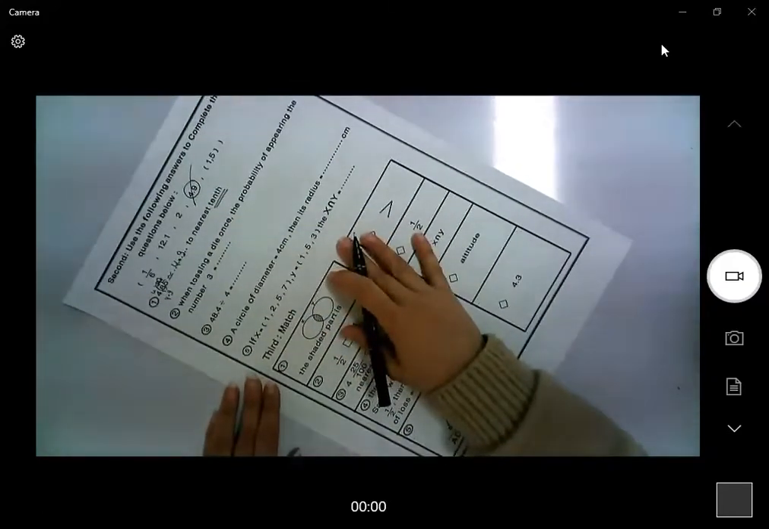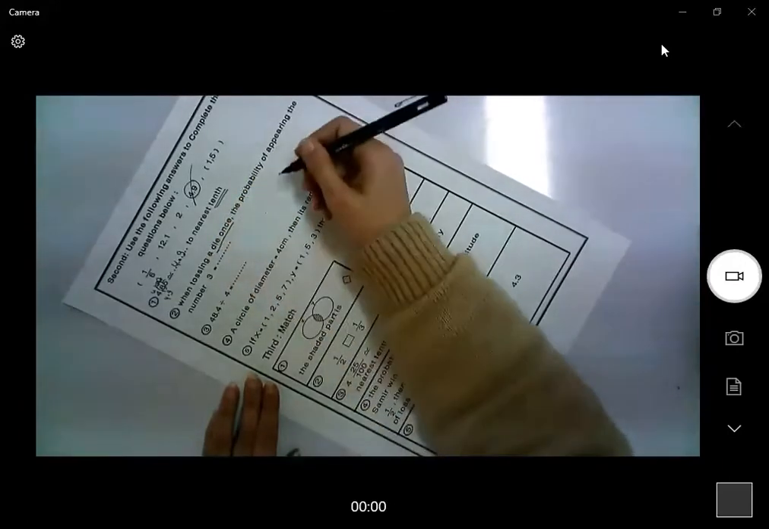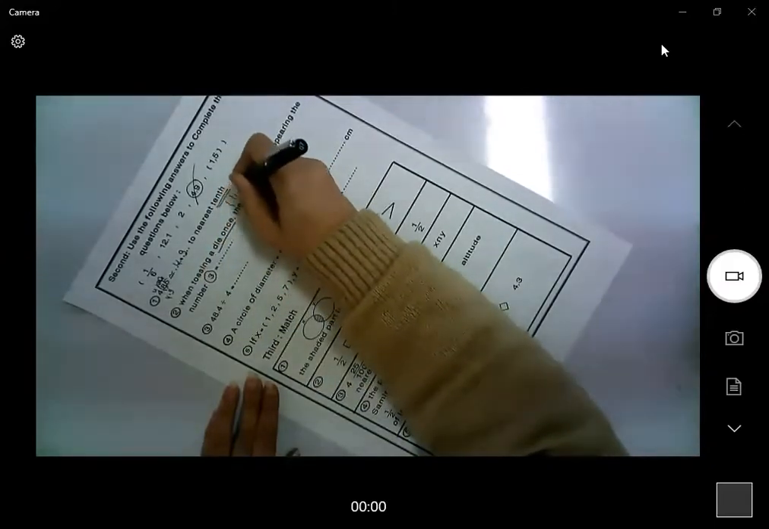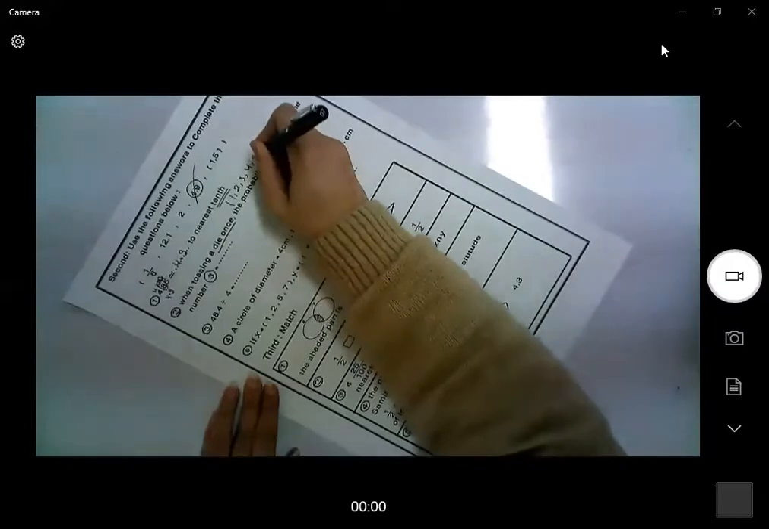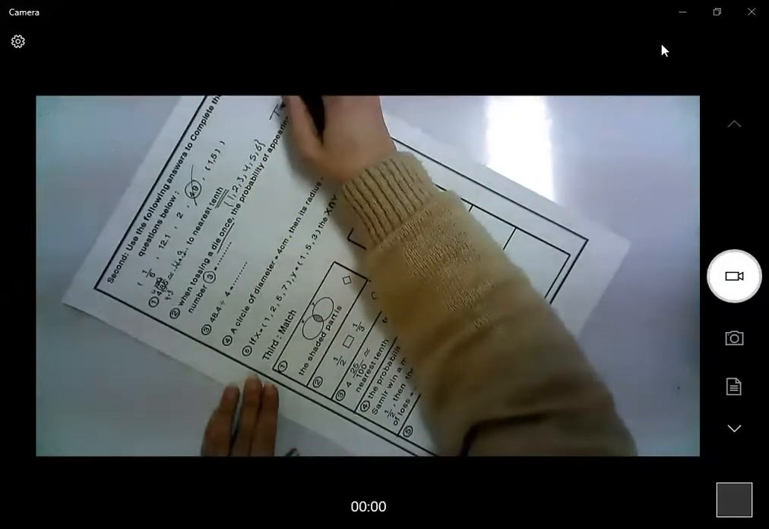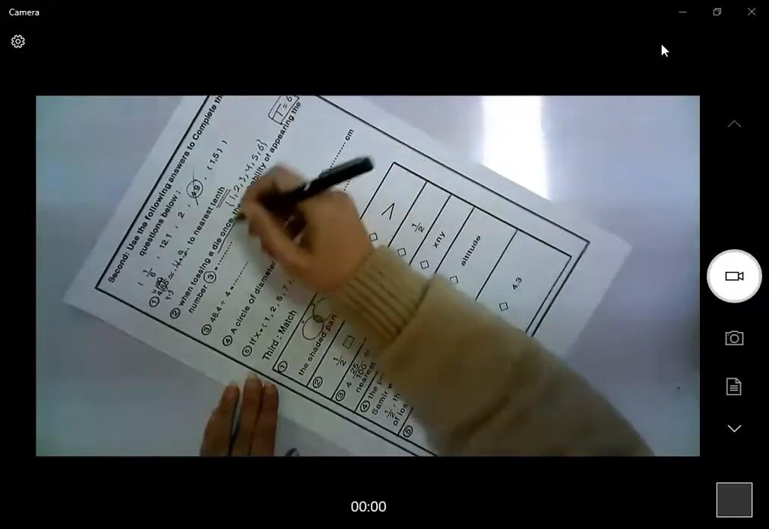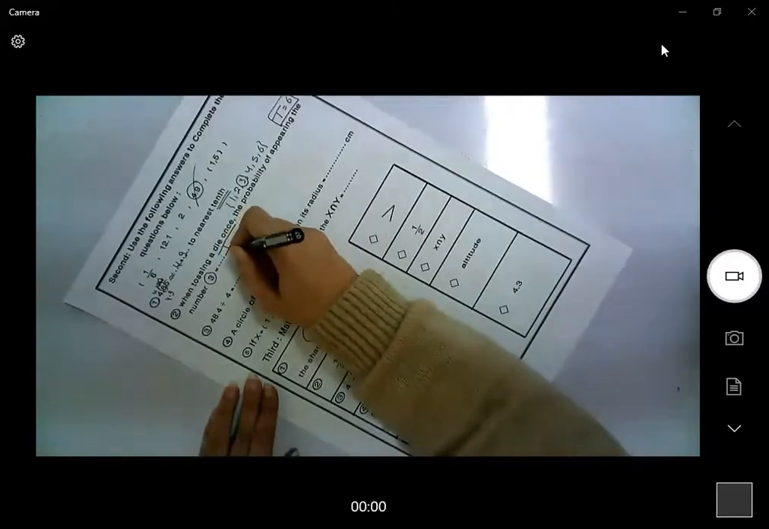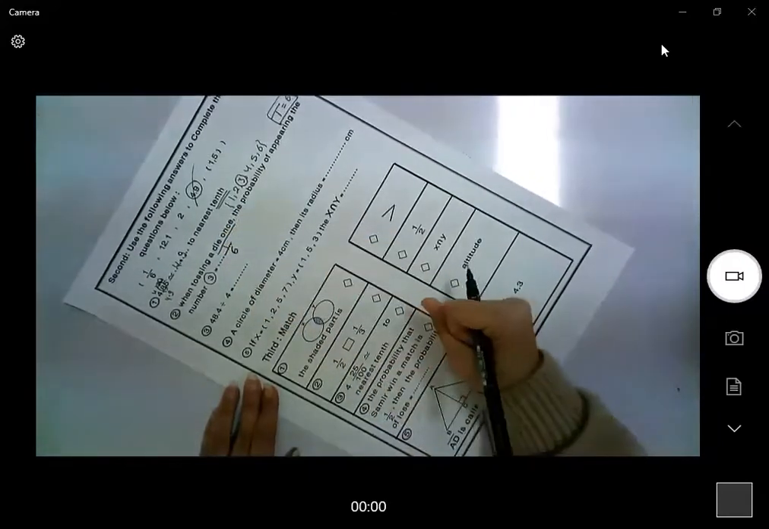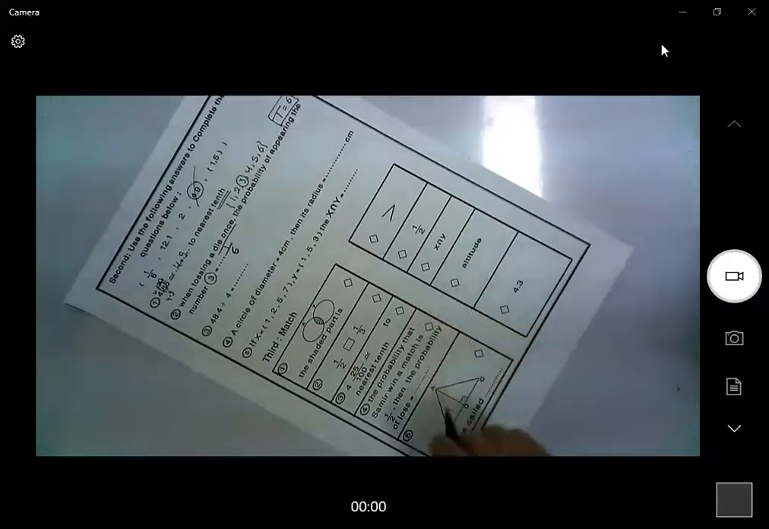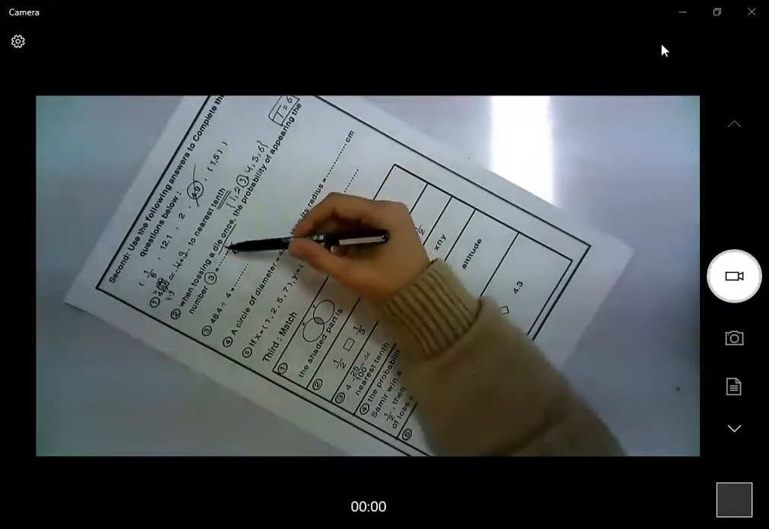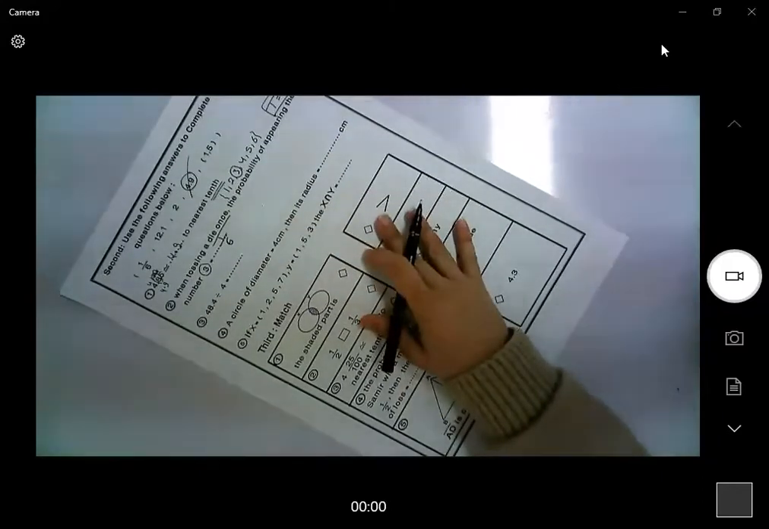Number two. When tossing a die once, the probability of appearing the number three. It means we have 1, 2, 3, 4, 5, 6. Total equals 6. How many threes? Here's one. Then probability equals 1/6. Excellent. Okay, 1/6.